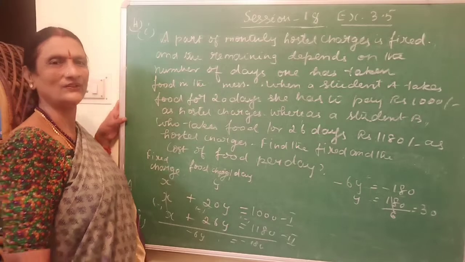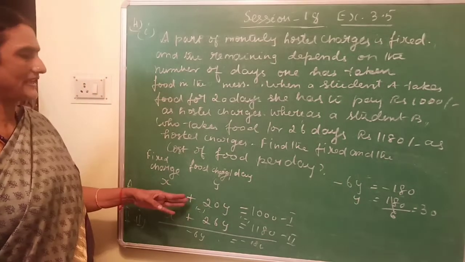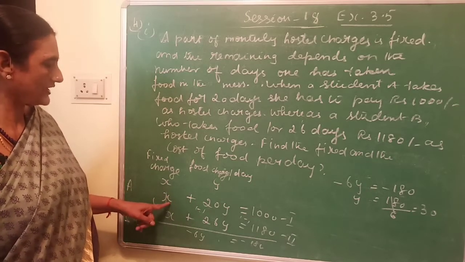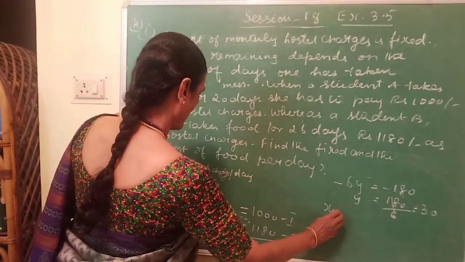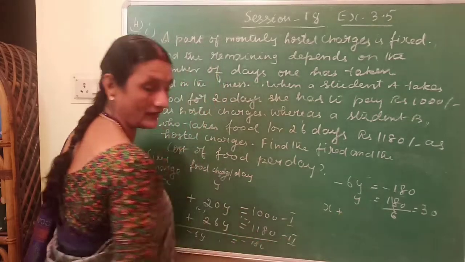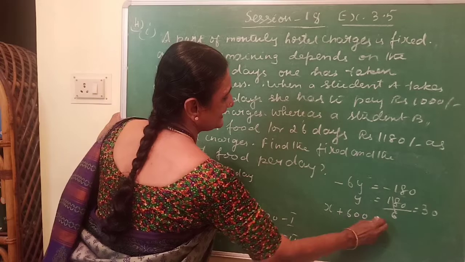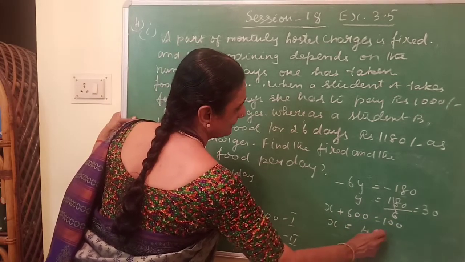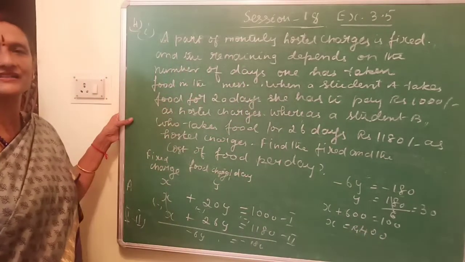Is that clear to you? Therefore, I have got y as 30. So, now that y is 30, what can I do? Substitute in any one of these equations. If I substitute in equation 1, I will get x plus 20 into 30. What is 20 into 30, children? 600. Yes. That is equal to 1000. Therefore, your x is equal to 400 rupees. That is the fixed monthly charges.